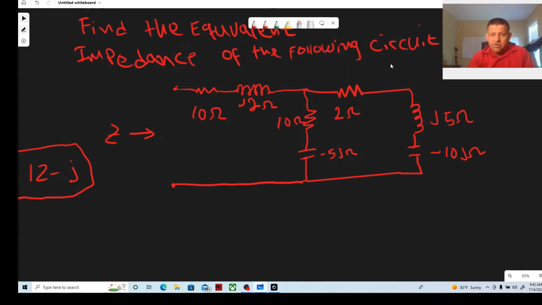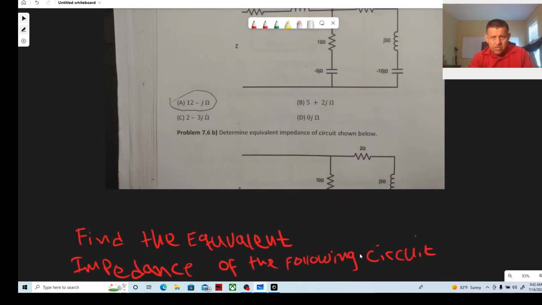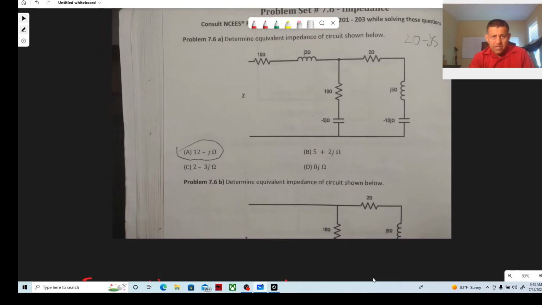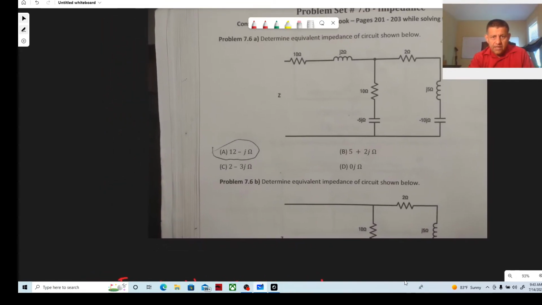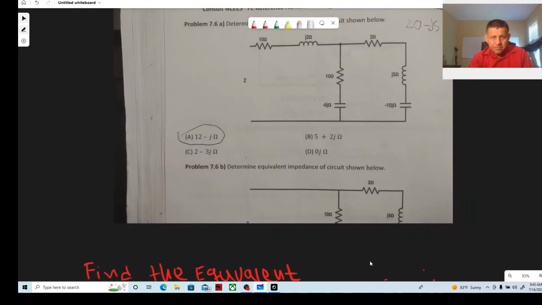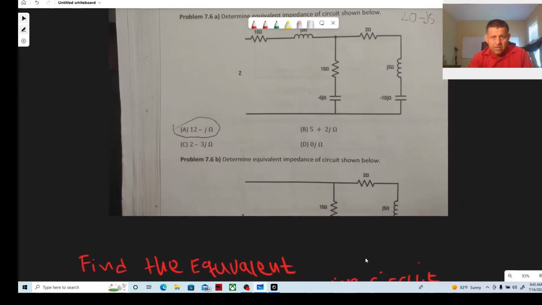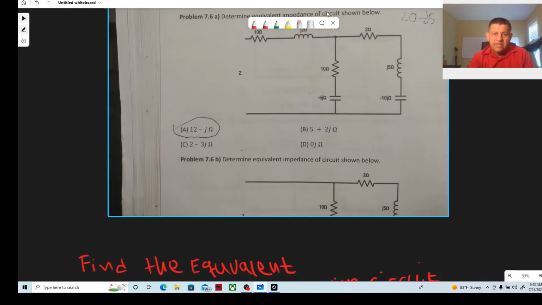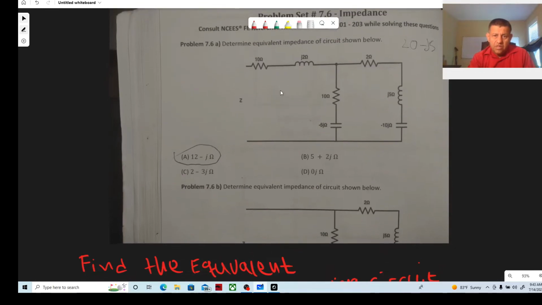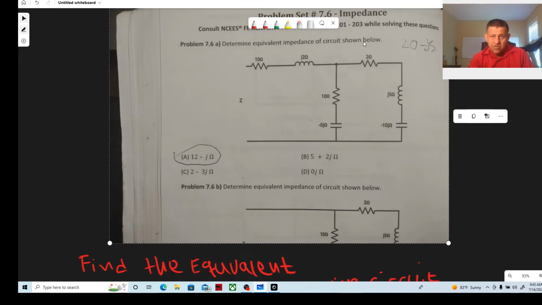Hey everybody, today we'll do another video, and it's going to be on AC circuits, right? So this is the problem that we're doing. We're finding the impedance of this circuit. You can see what the problem says: determine the equivalent impedance of the circuit shown below.